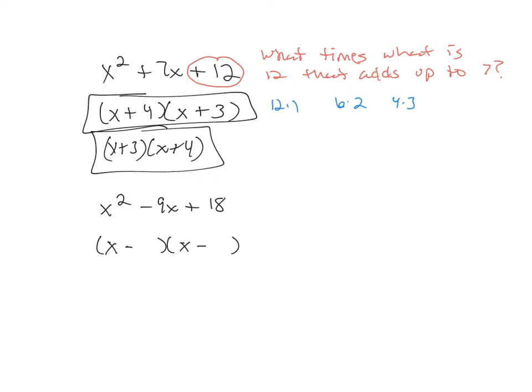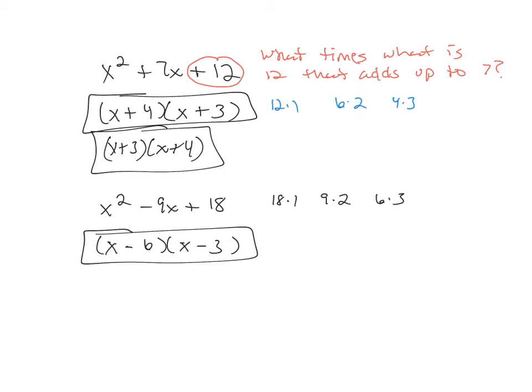So because the last term's positive, what times what is 18 that adds up to 9? Doesn't matter that it's negative 9. Don't worry about it. Well, 18 times 1, no, that doesn't work. 9 times 2, no, that doesn't work. 6 times 3, that works. Because they're both the same, put it in. 6 and 3. Okay, again, if you had x minus 3, x minus 6, you're good.